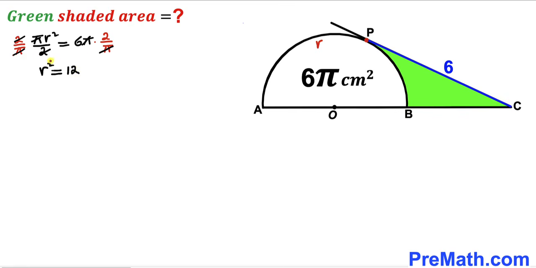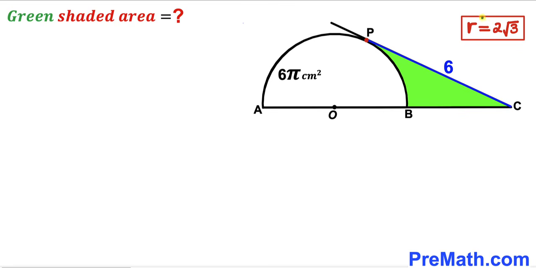Now we are going to undo this square by taking a square root on both sides. Here the square and square root is gone. So our radius turns out to be equal to 2 times square root of 3 units. So the radius lowercase r of this semicircle is 2 times square root of 3. Now we are going to connect this center O with this point of tangency, as you can see in this next step. We know that this OP is the radius of this semicircle, so this is going to be lowercase r.